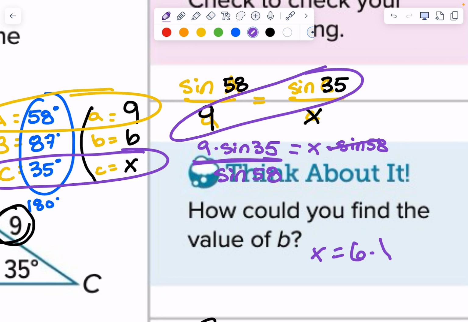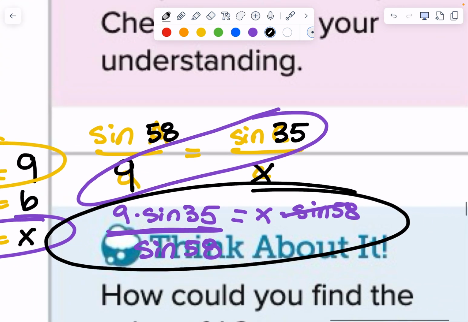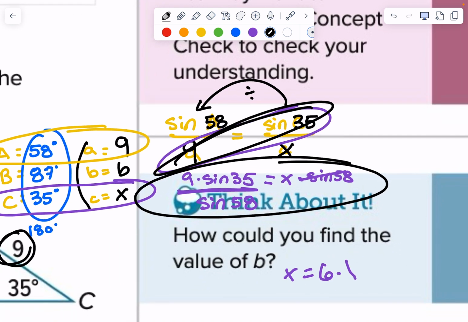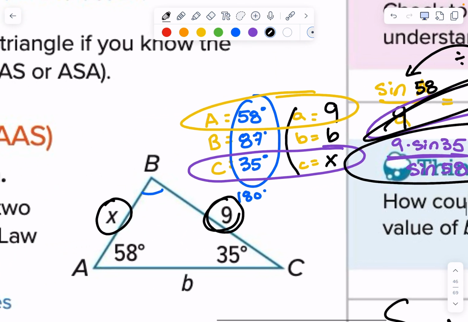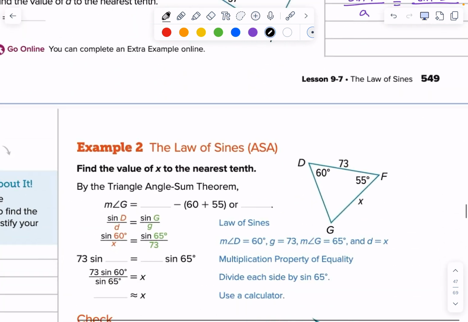Now, you don't have to write out this step right here. The better you get at this, the easier it will be for you. Wherever your X is, multiply these two together and divide by the other one, right? Cross multiply, divide. That will give you what X is. Got it? 6.1. 9 sine of 35 divided by sine of 58. Are we confused at all? That will help you solve for what X is. Got it? All right, let's move on to the next problem.